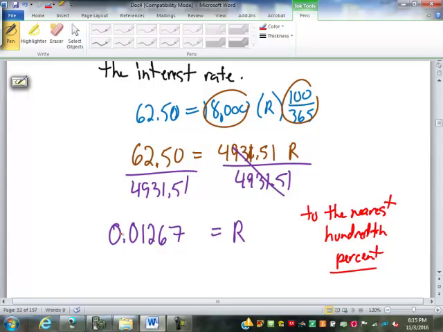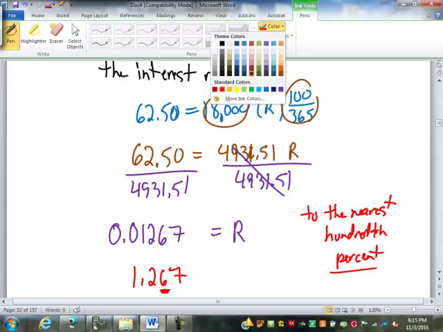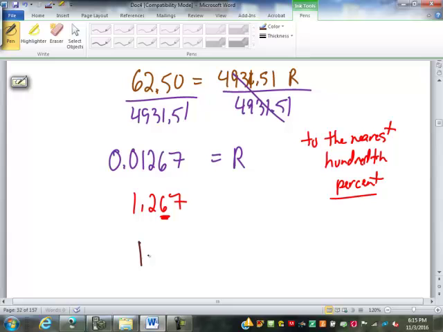Does that mean I round that to 0.01? No, because it's not a percent yet. I have to first make it a percent before I round it. And I did that on purpose. I catch a lot of people with that on the tests every year. So I make it a percent first. What's it going to be as a percent? 1.267. Now I round it to the nearest hundredth, which would be here. So that's going to be 1.27%. Any questions?